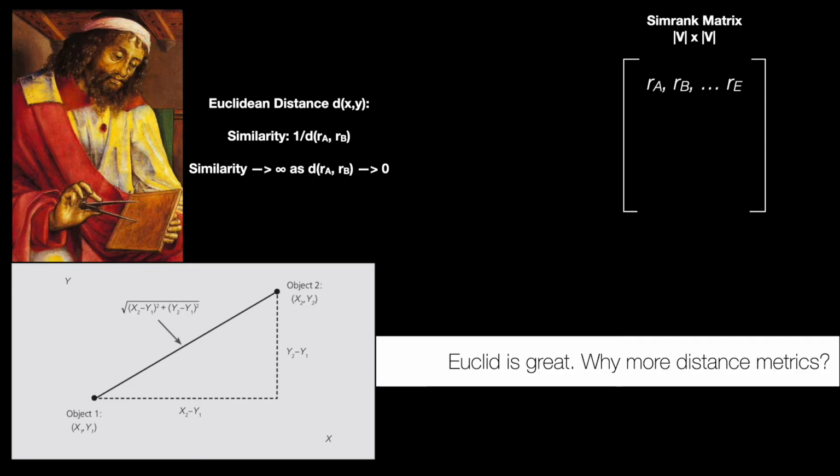Now, a reasonable question here is, if Euclidean distance is great, and it's the first one that a lot of people learn in school, why do we need more distance metrics? Remember, part of the objectives for this lecture are to be able to describe at least 3 such distance metrics. So Euclidean distance is 1. Why do we need more than that?